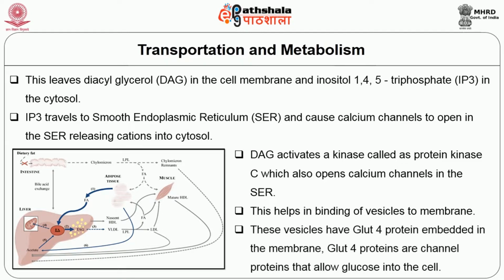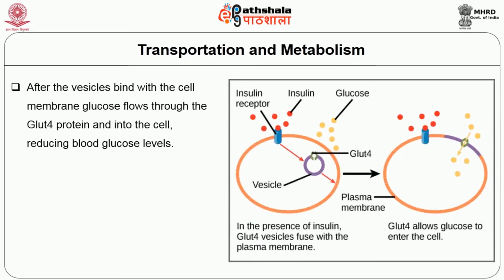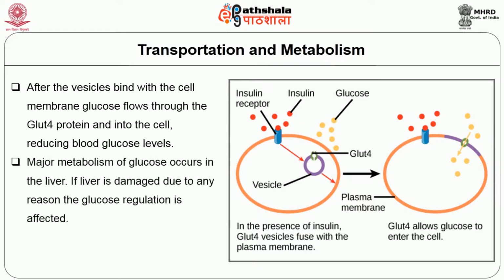These vesicles have GLUT4 proteins embedded in the membrane. The GLUT4 proteins are channel proteins that allow glucose into the cell. After the vesicles bind with the cell membrane, glucose flows through the GLUT4 protein and into the cell, reducing blood glucose levels. Major metabolism of glucose occurs in the liver.